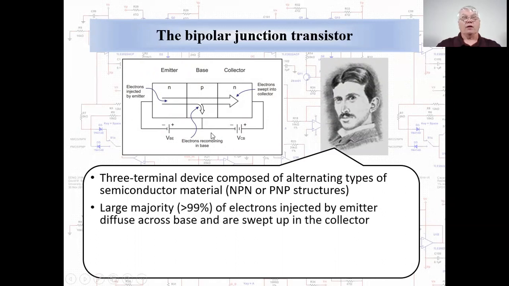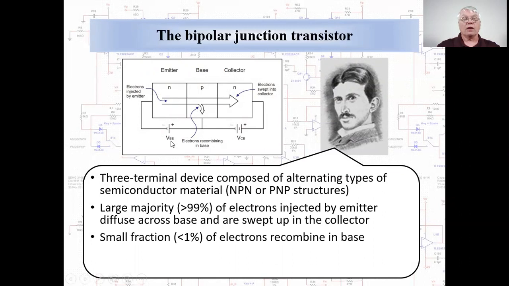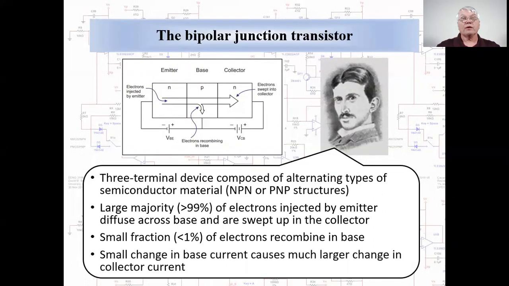Most of the electrons that are injected by the emitter into the base will diffuse across the base, but a small fraction, usually less than 1% of the electrons that are emitted into the base, will recombine in the base. These electrons will be removed by the external battery and produce the base current. This small recombination in the base permits the base current to control the collector current. Let's look into this phenomenon.